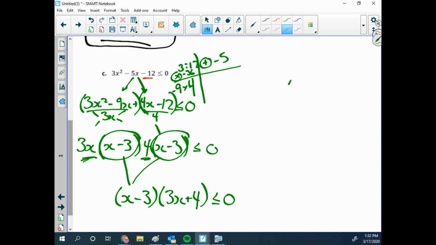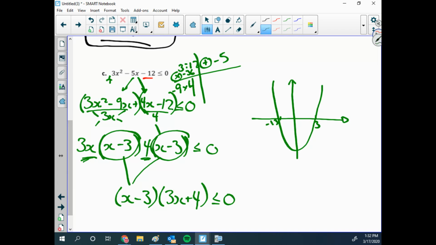So I could sketch that for myself. I know that it opens up because my leading coefficient is positive. And I have an x-intercept at 3 and one at negative 4/3, so negative 1 1/3, so negative 1.3. And it's going to open up. And lastly, I'm just looking for the solution. Where is that less than or equal to 0? That would be this part of the line right here.